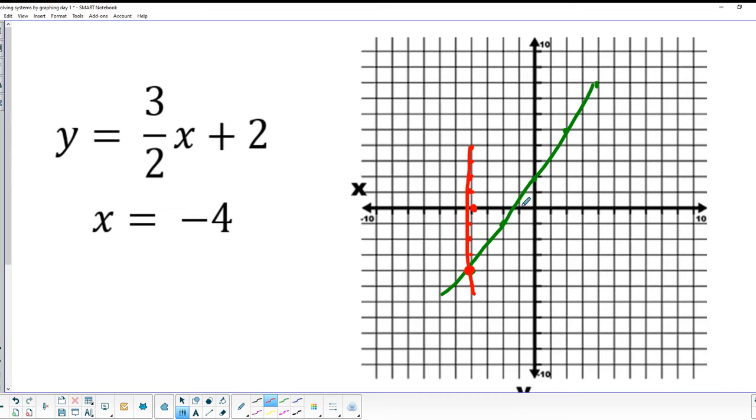And that point would be -4, and then down 1, 2, 3, 4. Oh, -4, -4 is where these two cross, so that would be their solution.